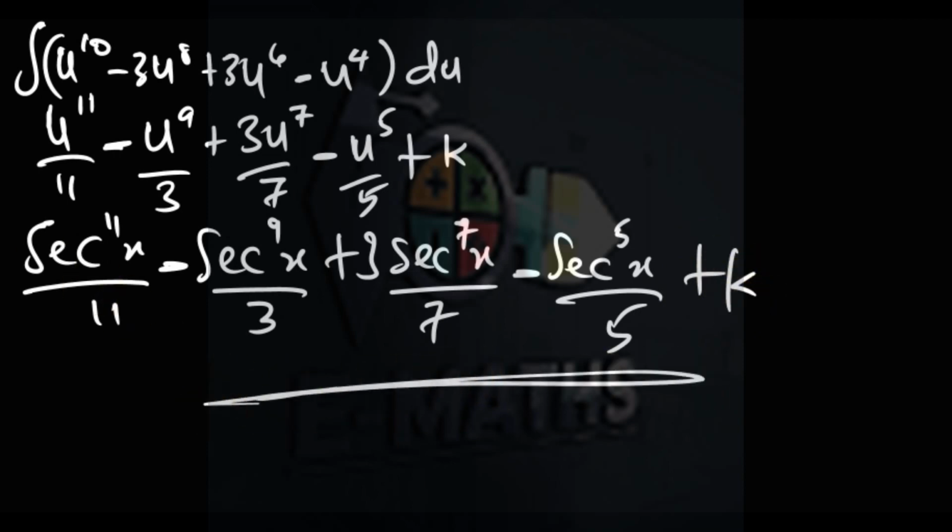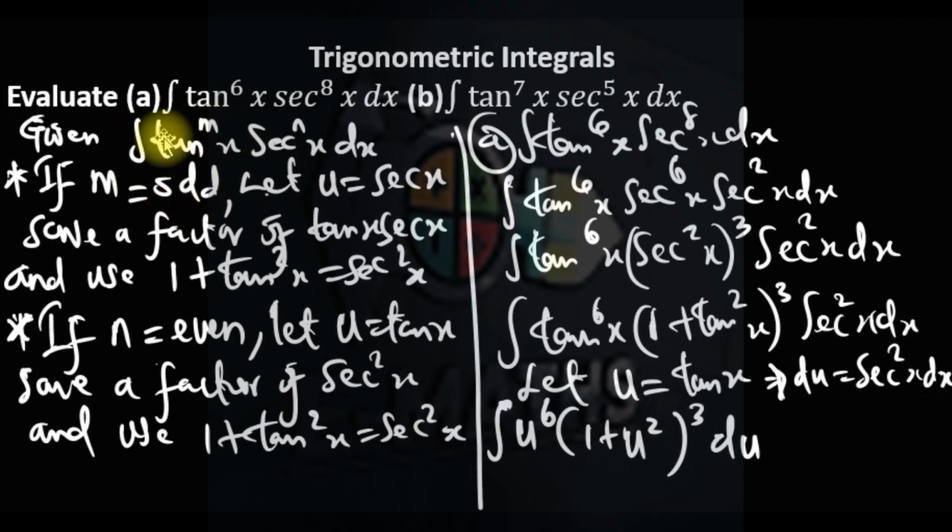You check the powers of tan and sec. If it's tan and it's odd, you let u be sec and save a factor of tan sec and use the Pythagorean identity. So that's the general way of solving such a problem.